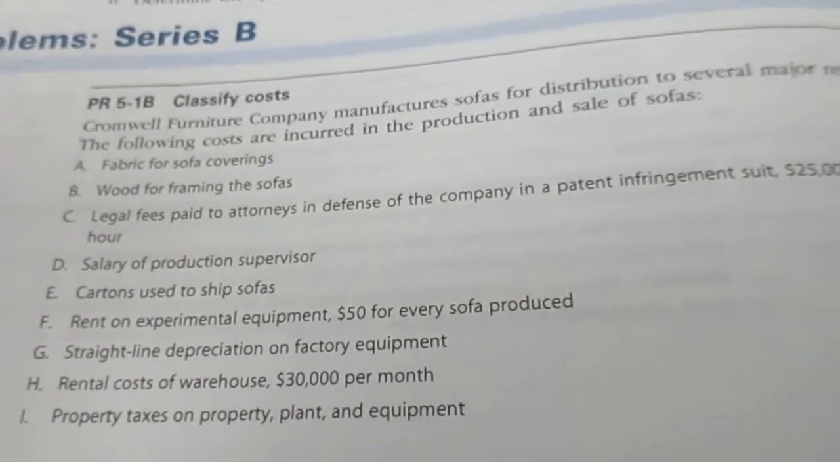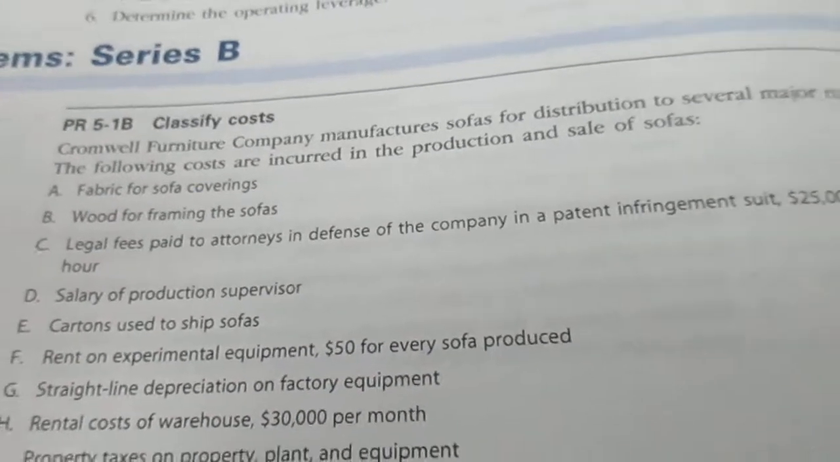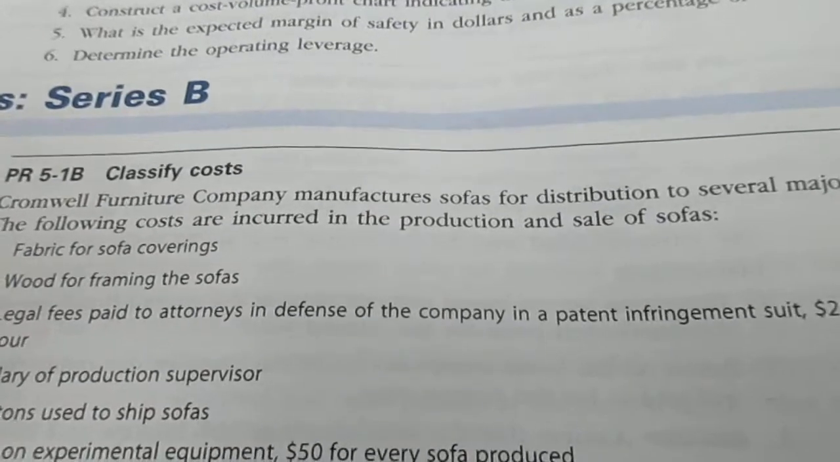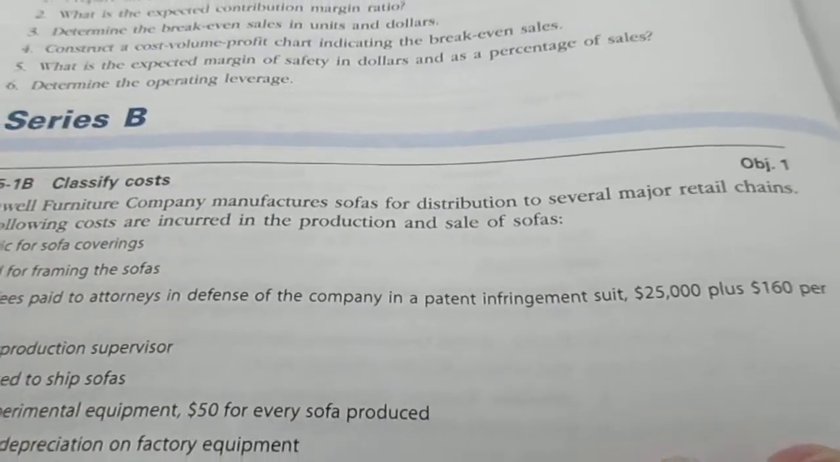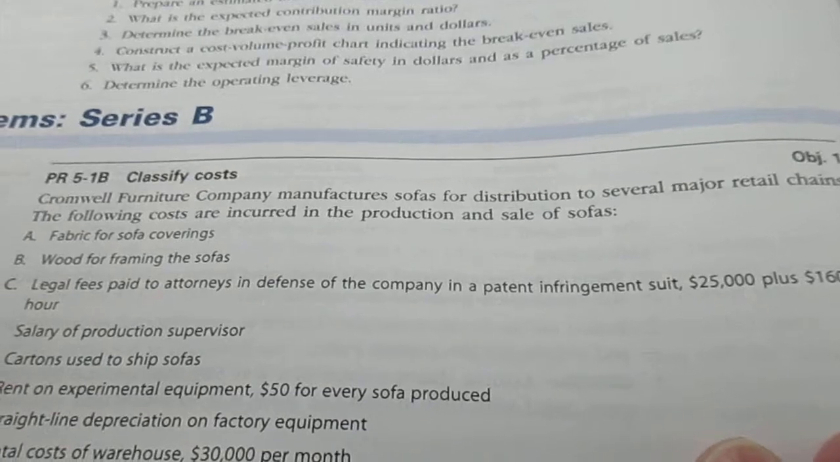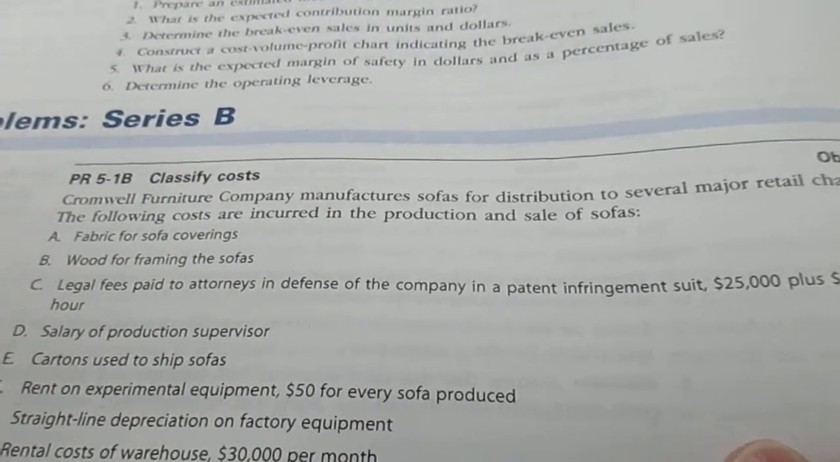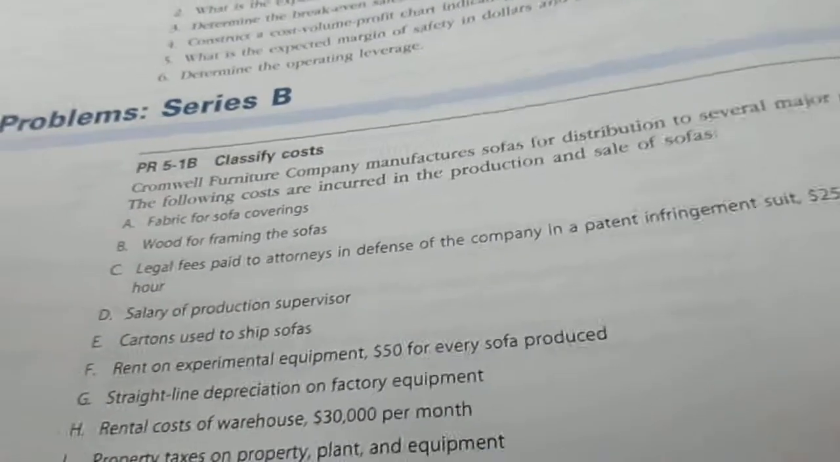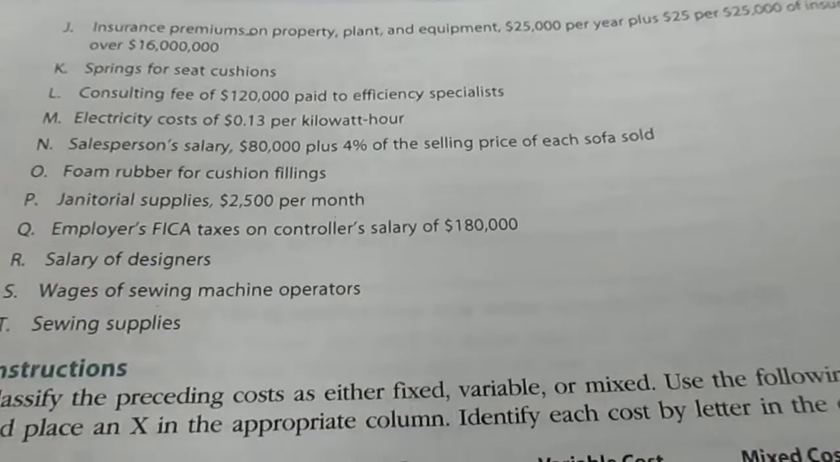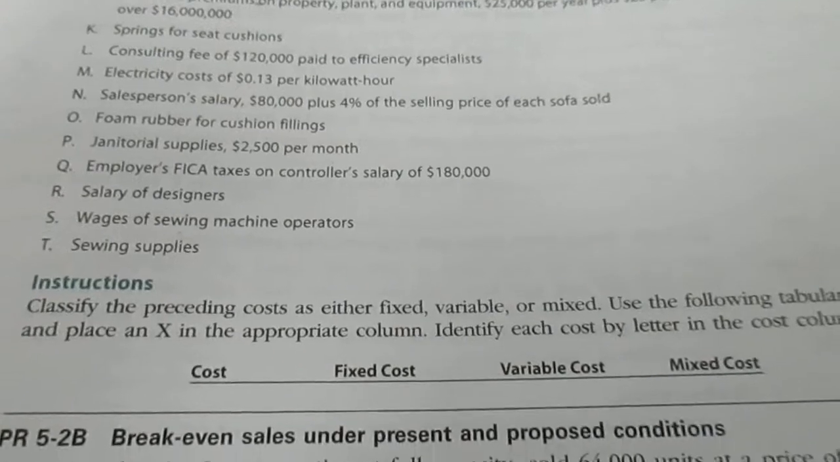Okay, we're going to look at 5-1B, classifying costs. Cromwell Furniture Company manufactures sofas for distribution to major retail chains. The following costs are incurred in the production and sale of sofas. And then it lists them, A through I. If you have an actual textbook, you're back up here, J through T.